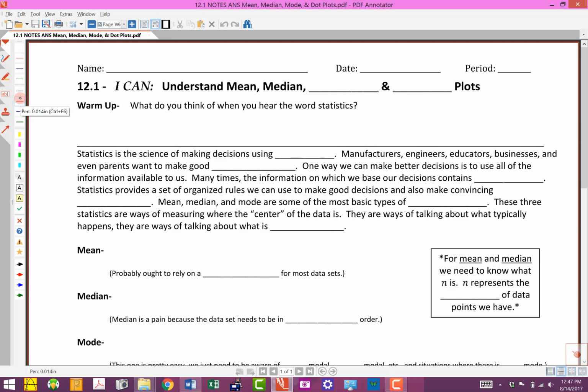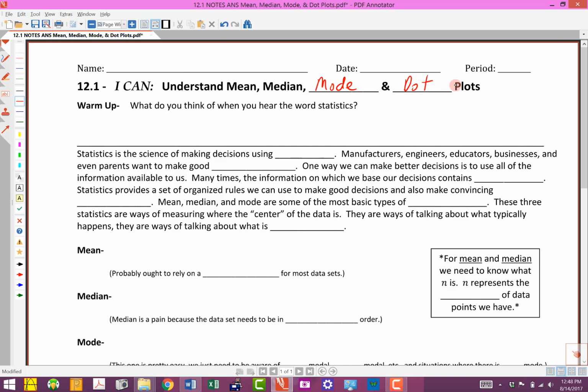This is the last unit we're going to cover this year, and it's got some really interesting stuff. A few of these things you may have heard before, but hopefully we'll have a more solid understanding by the time we're done. So here's the I can statement for section 12.1. I can understand mean, median, mode. So we're going to write the word mode right here, and something called dot plots. So we're going to look at some numbers and then also some displays.